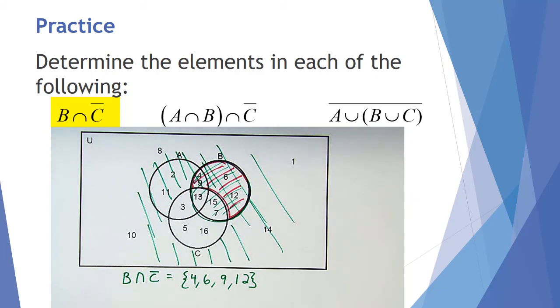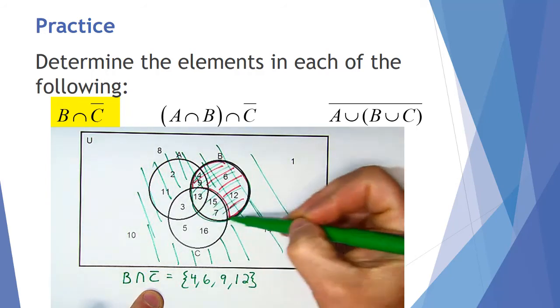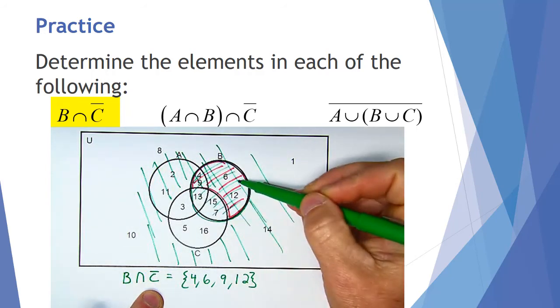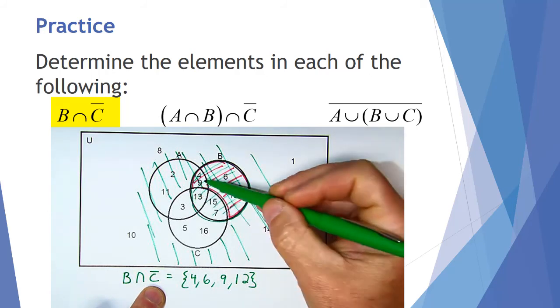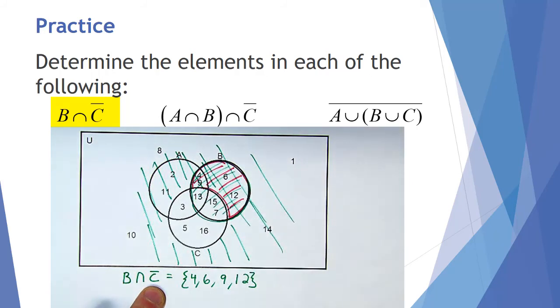We could have taken a slightly simpler approach and said that we need to be in B and not in C. So the B elements would be the 7 that are listed here, but we have to be outside of C, so that removes these 3, leaving us with 4, 6, 9, and 12.